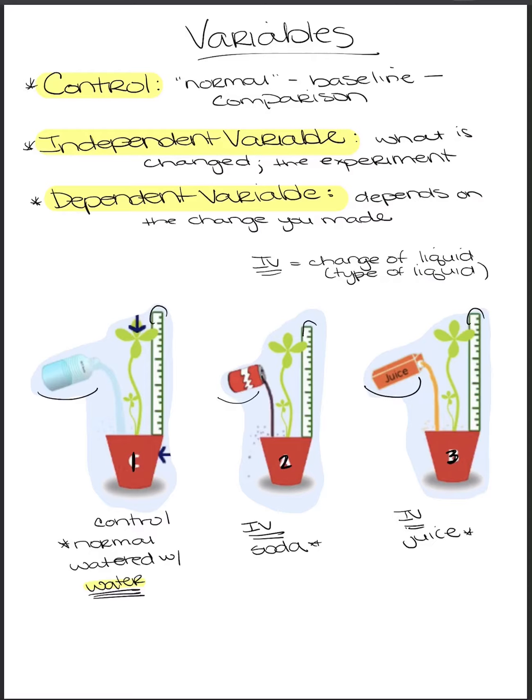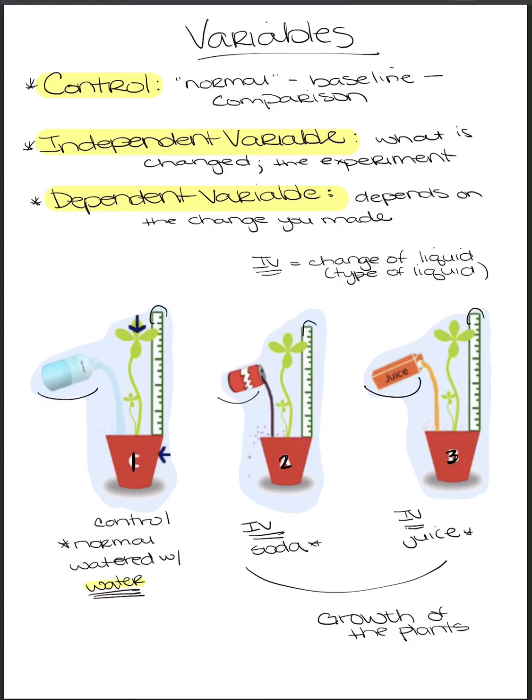So what depends on the type of liquid? Growth. Oh, you hear my dogs? They're getting feisty. Okay, growth of the plants depends on whether you're using the water, the soda, or the juice.